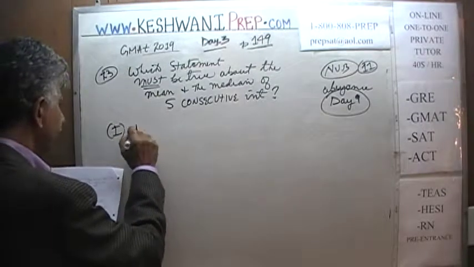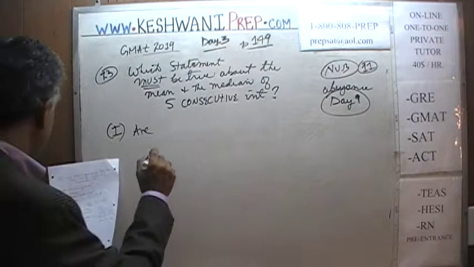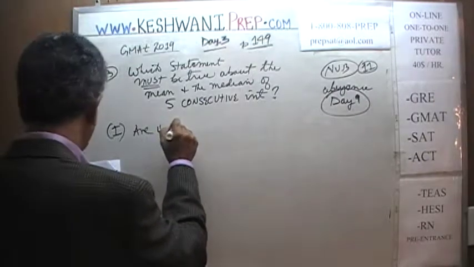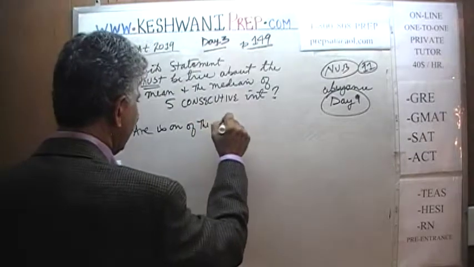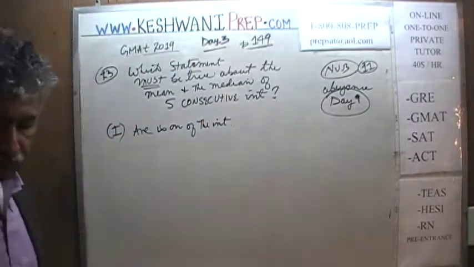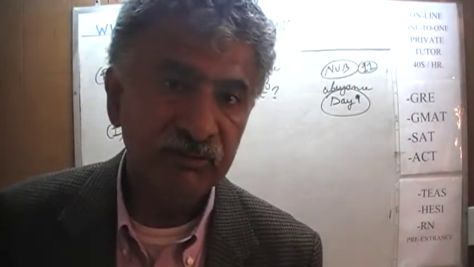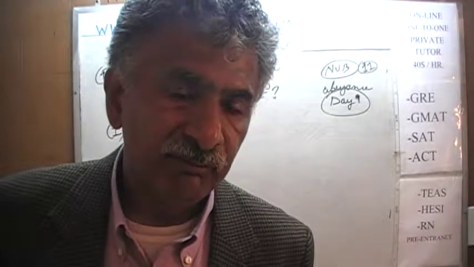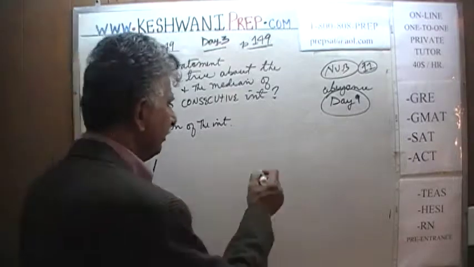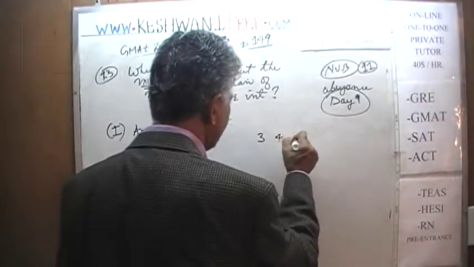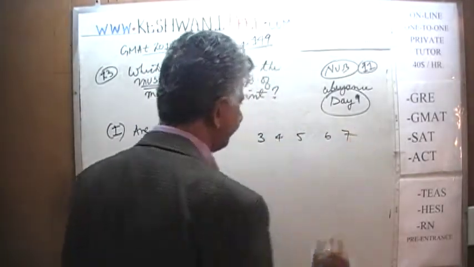The first statement says that the average of these 5 numbers is one of the integers. Is it true? The average of these 5 integers would have to be one of these 5 integers, just because they are 5 consecutive integers? Let's find out, shall we? Make up 5 consecutive integers. Doesn't matter which one it is, just make up 3, 4, 5, 6, and 7.